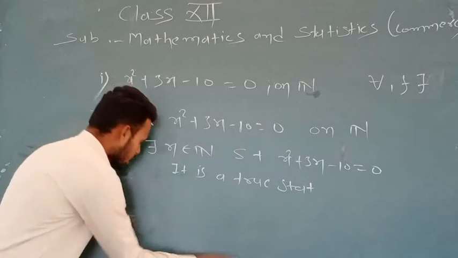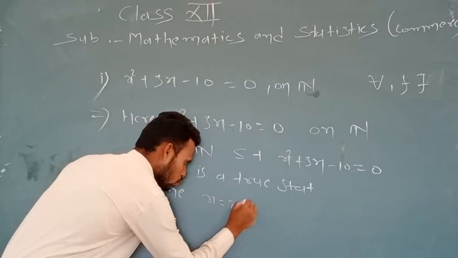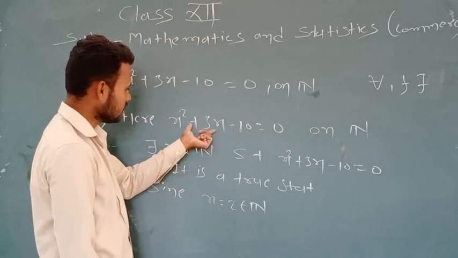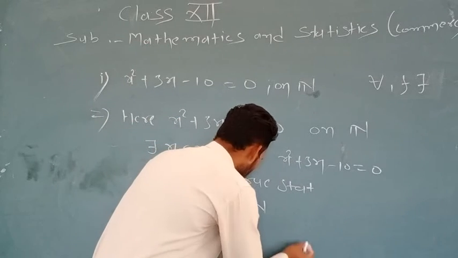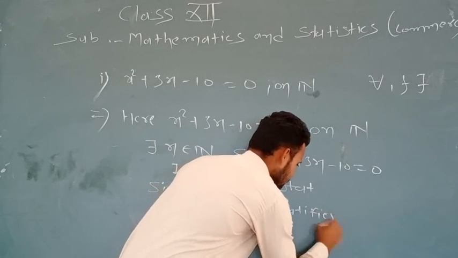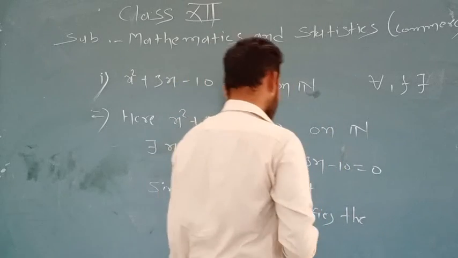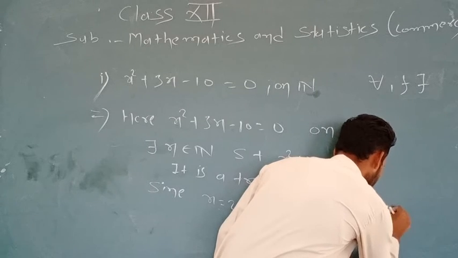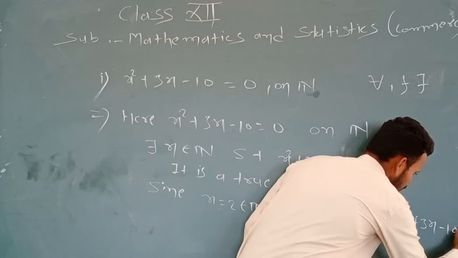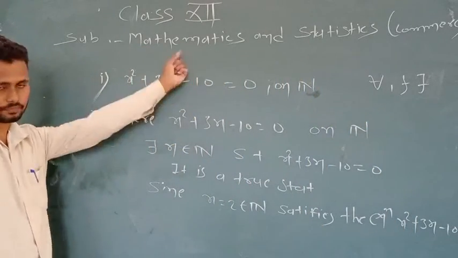Why true? Reason: since x equal to 2 belongs to the natural number and satisfies this equation, the equation x square plus 3x minus 10 which is equal to 0, it is true. Which is the required answer of that question.